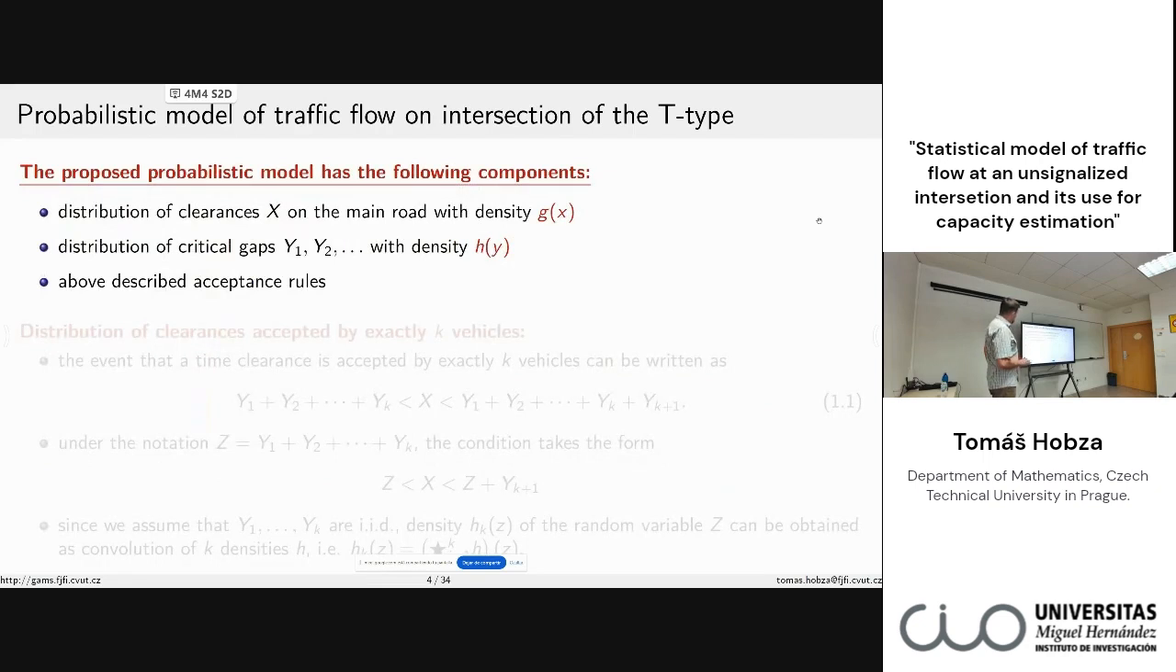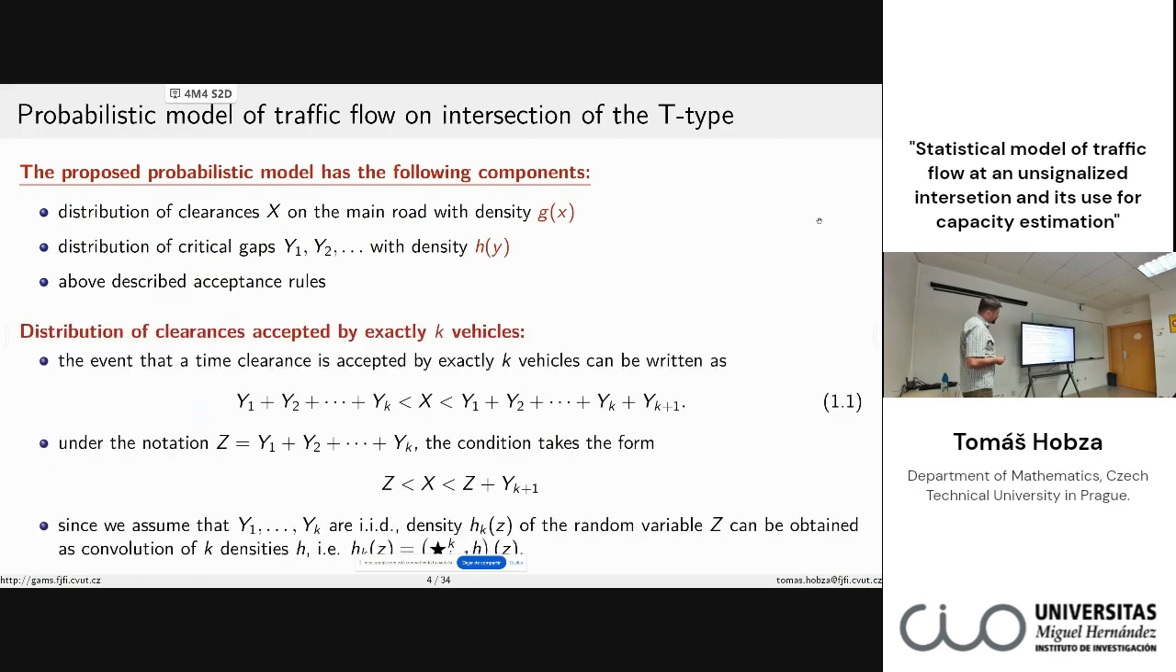So in fact, the model has three components. The first component is the distribution of the clearances on the main street, which has density G. The second component is the distribution of critical gaps on the side road in the heads of the drivers, with density H, and then the above described acceptance rules. And now, what will be really important in the application, we need to calculate the distribution of clearances which were accepted by exactly K vehicles.